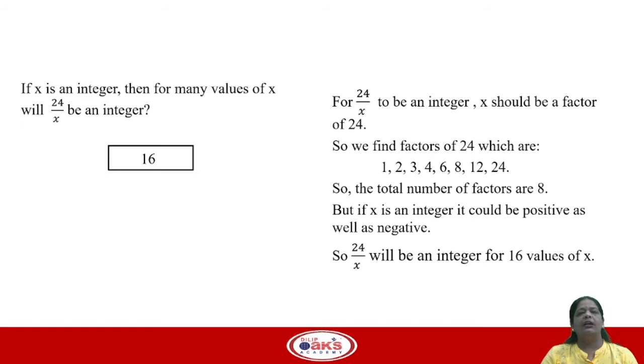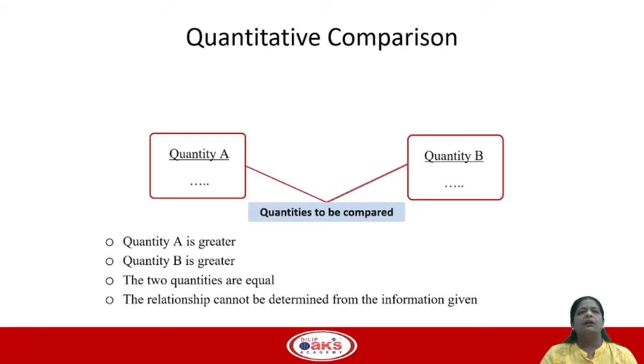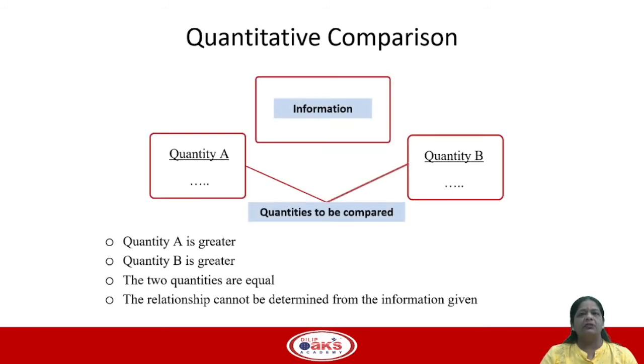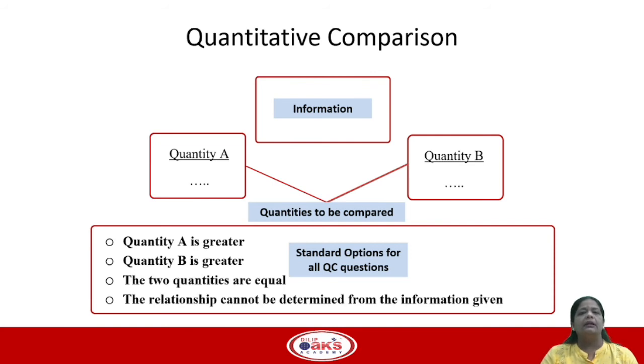Now let's move on to the last question type, quantitative comparison. This is a question type where there are two quantities to be compared based on some information which is generally centrally located. Based on the results of your comparison, you have these options which are standard options. Quantity A is greater, quantity B is greater, the two quantities are equal, the relationship cannot be determined from the given information. Exactly how these options work, let's try to see with some examples.